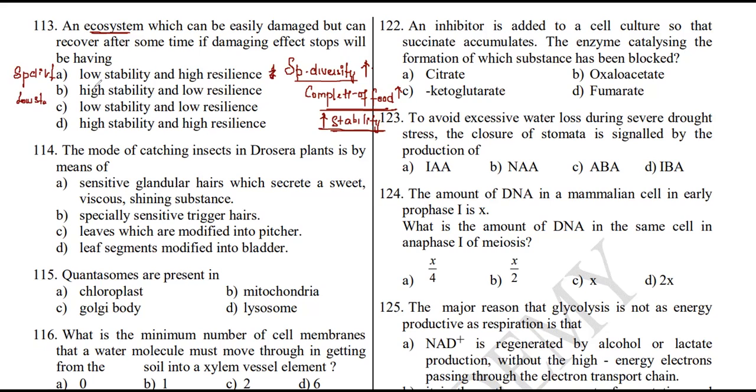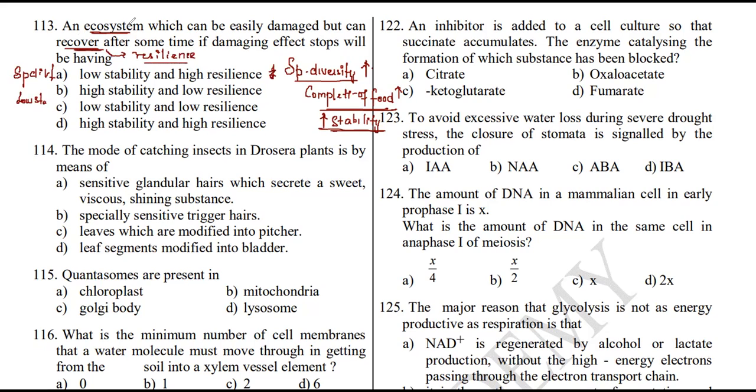And if we have to talk about even nutrient cycling, nutrient cycling also plays an important role. And they said that it can recover. Recover means resilience, which means they have a greater method of recovery.